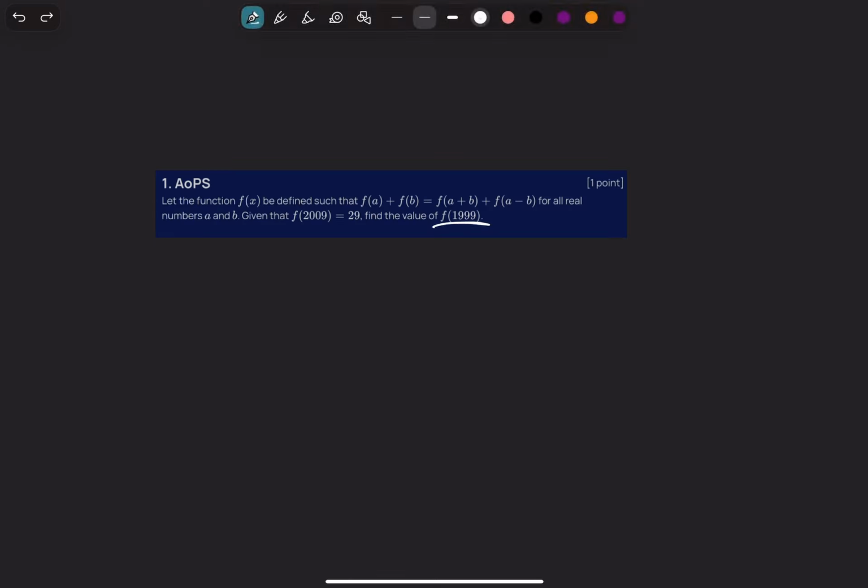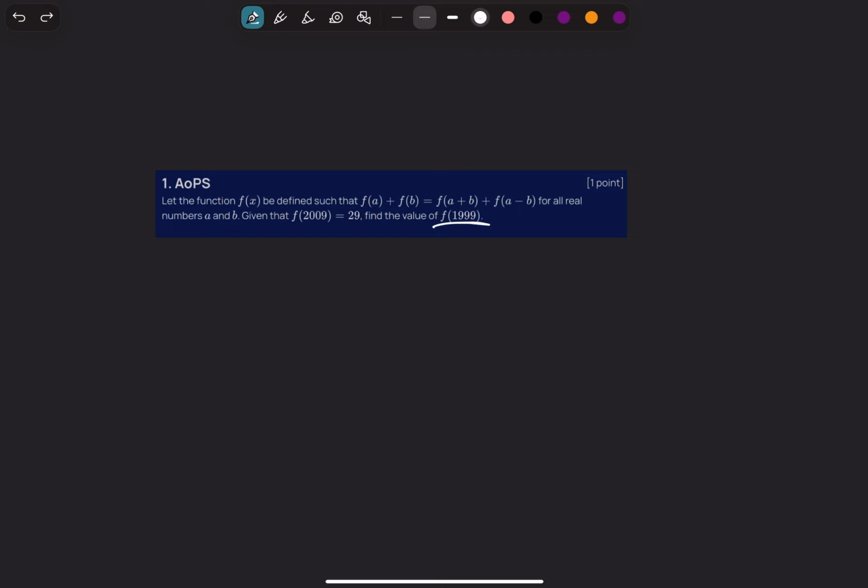Okay, so we have a function f of x such that f of a plus f of b equals f of a plus b plus f of a minus b for all real numbers a and b. Given that f of 2009 equals 29, find the value of f of 1999.